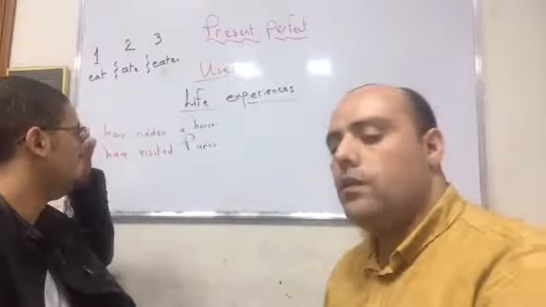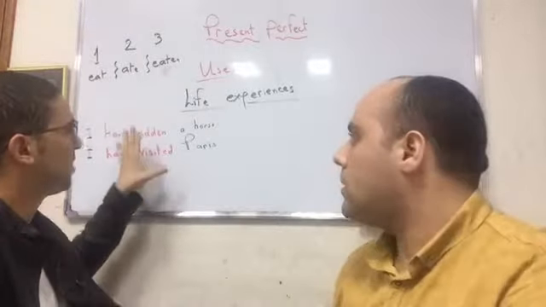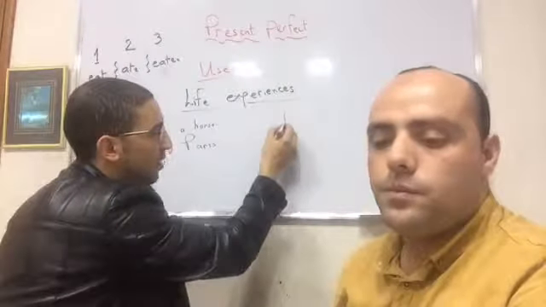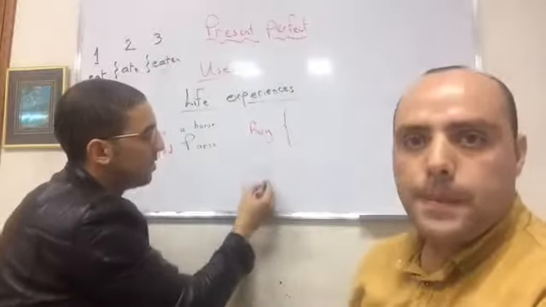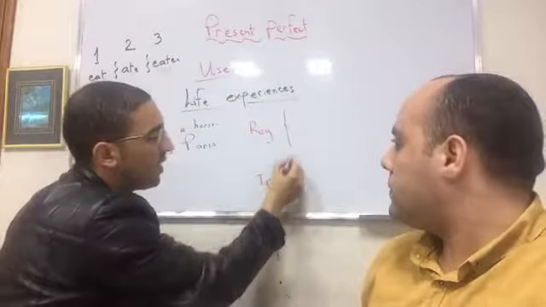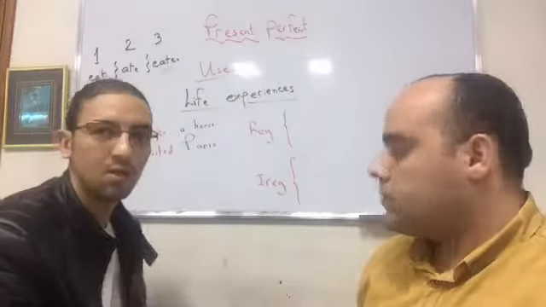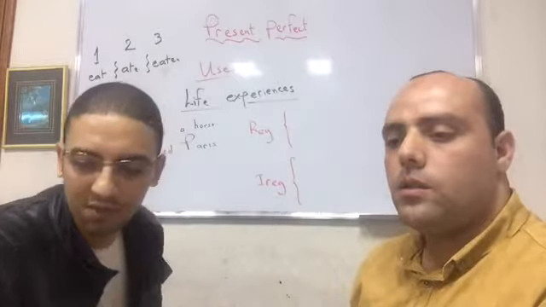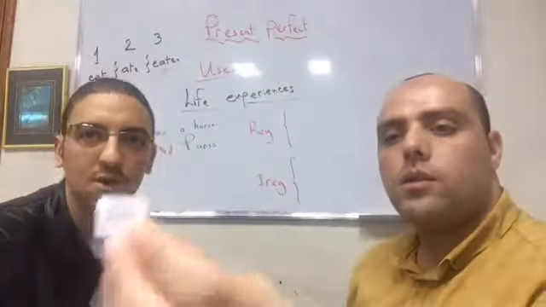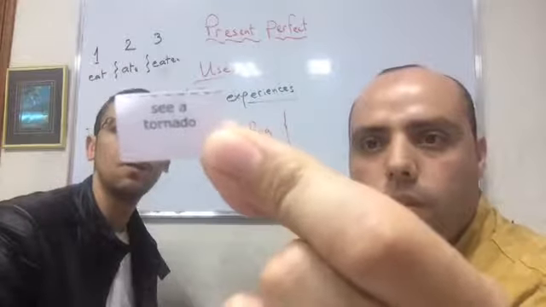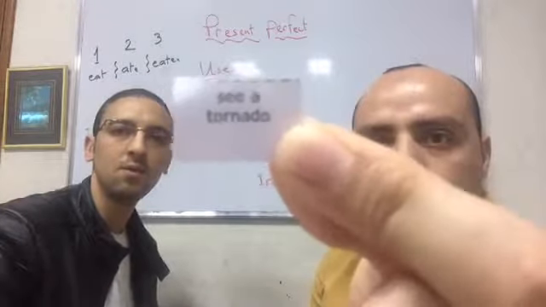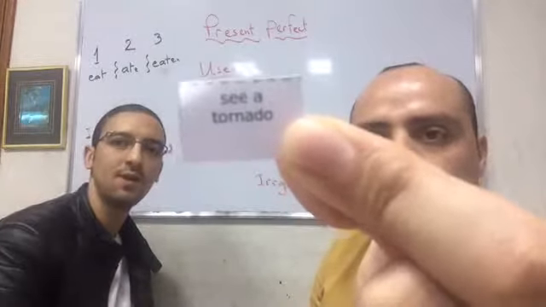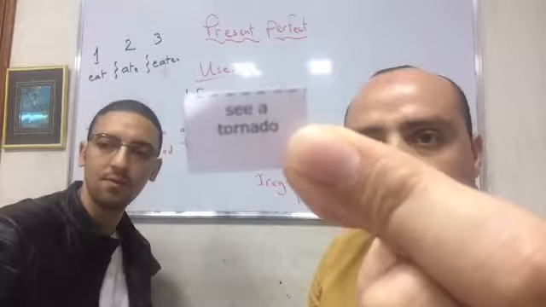Now here I've written a horse. We can give you verbs here, regular verbs and irregular verbs. We're going to show you the difference. We'd like you to share with us your life experiences. We can give you cards, but most of these verbs are irregular. So here we have a verb, and we'd like you to use it: see a tornado. Use that verb in a sentence using the present perfect simple.